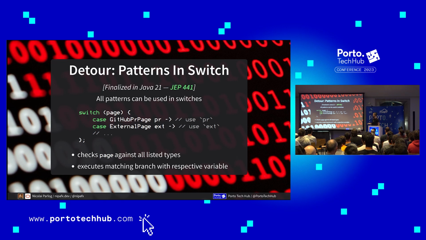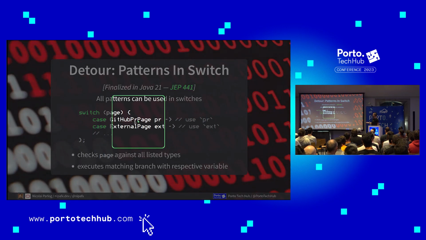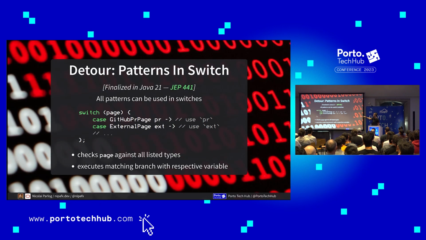This is so important in the context of this file. If you switch over the page type here, you say, in case it's this type, do something. In case it's this type, do something. And you can use the pattern variables in the case branch where it works. Conceptually, not as the implementation, it takes the page, does linear instanceof checks, finds the right branch, and executes the code on the right with a new variable.